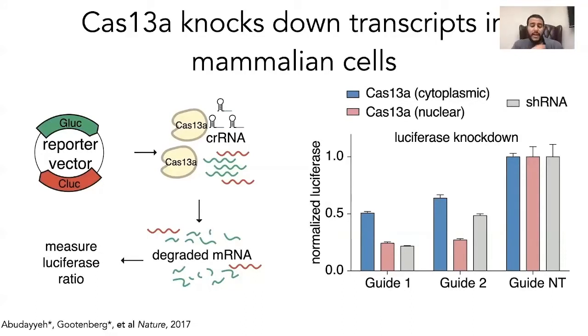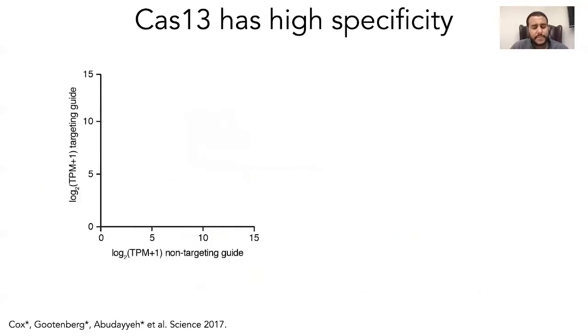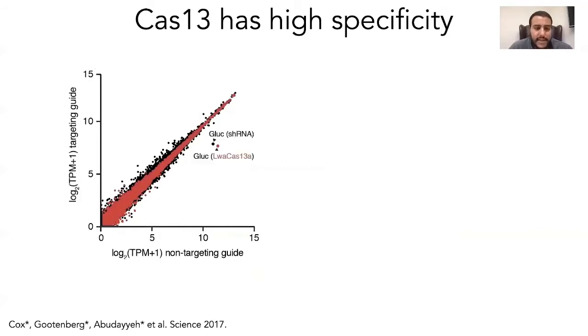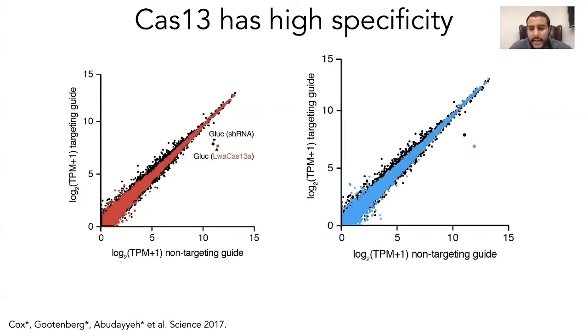When compared to shRNA, it's actually as good or, if not better, in some cases. Cas13 is also great because it has quite exquisite specificity. So if you look at total RNA in the cell, the black distribution is RNAi and the red distribution is Cas13. And you can see that the RNA distribution inside the cell is much tighter, except for the transcript being knocked down, showing better specificity. And that's the case for both Cas13A and Cas13B.